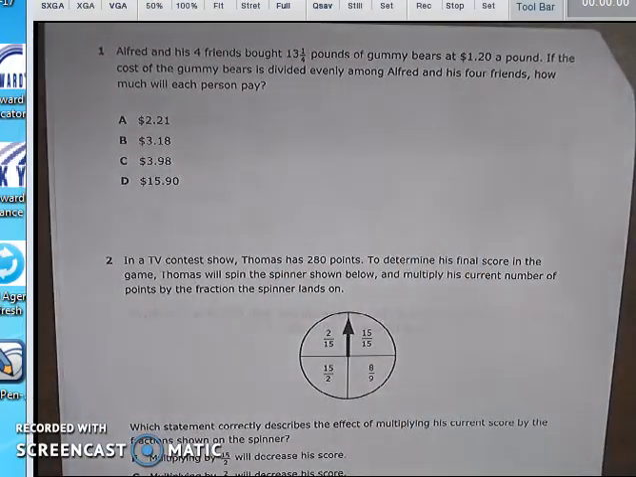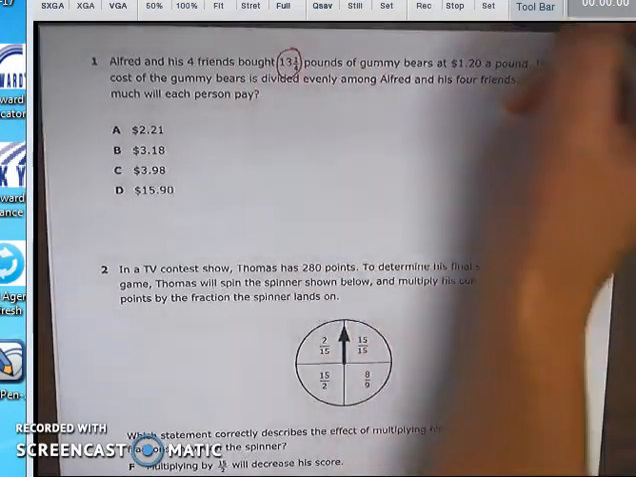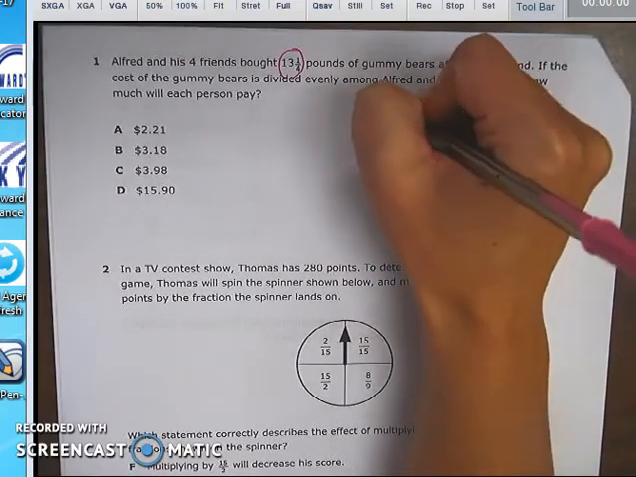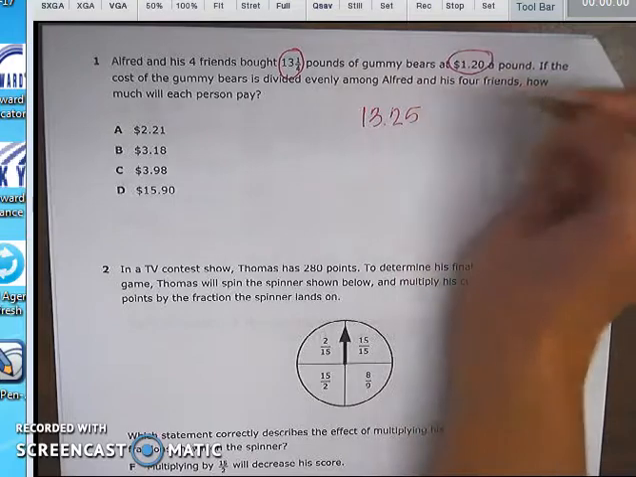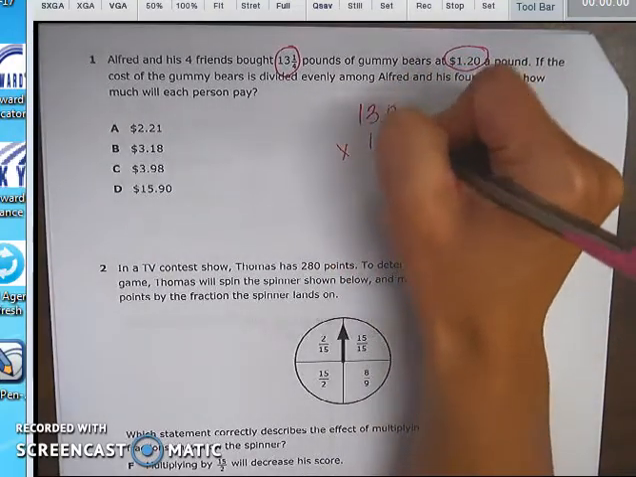It said Alfred and his 4 friends bought 13 1/4 pounds of gummy bears at $1.20 a pound. If the cost of the gummy bears is divided among Alfred and his 4 friends, how much will each person pay? So what you have to do is 13 1/4 times $1.20. 13.25, because you know that a fourth is 25 hundredths, times $1.20.